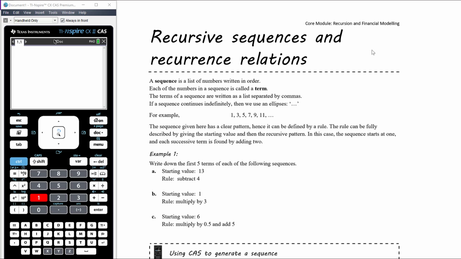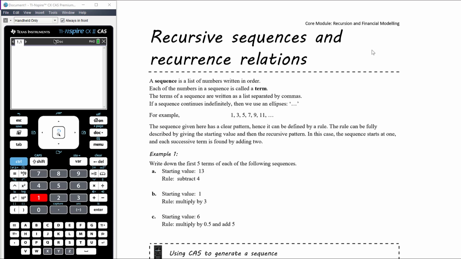So we're really only looking at sequences where we have a clear pattern, and when we have a clear pattern we can define the sequence by a rule. And the rule can be fully described by giving the starting value and then the recursive pattern. Okay, so where do I start and what do I do to get to the next term? That's essentially what we would need to know to be able to generate this. So in this case, the sequence starts at 1 and each successive term is found by adding 2 to the previous term. Okay, so write down the first 5 terms in each of the following sequences.